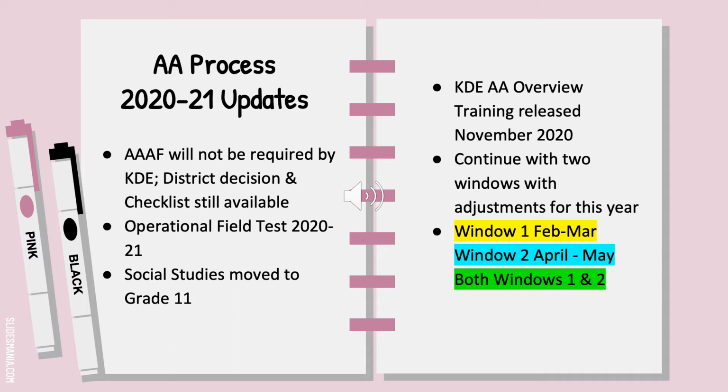The alternate assessment window 1 will be February through March, and then alternate assessment window 2 will be April through May. Keep in mind, some documents have this color-coded so that you can tell which standards will be assessed in which testing window. Some of the standards will be assessed in both windows, and those standards are color-coded with green this year. So just keep that in mind as you look over alternate assessment documents.